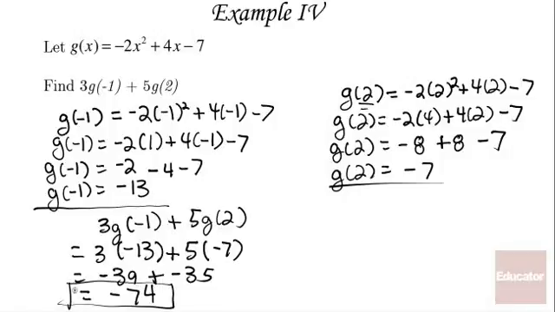So that is the final answer. So looking back up here, the way we handle this is to first find what g of -1 is and what g of 2 is. So I did that by substituting in -1 over here and then solving to find that g of -1 is -13. Over here, I substituted in 2, and g of 2 turned out to be -7. Once I had those two in place, all I had to do was substitute those values into this expression. So 3g of -1 plus 5g of 2. It gives me 3 times -13 plus 5 times -7. Solving that, I came up with -74.